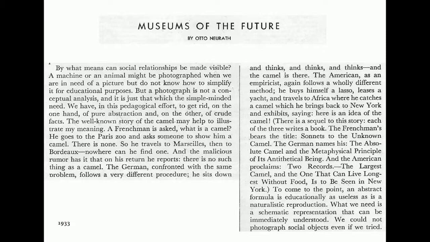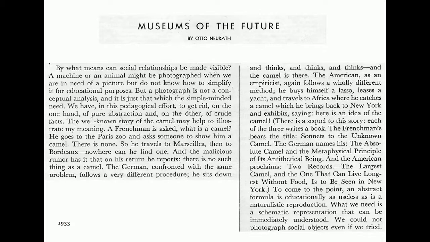The American, as an empiricist, again follows a wholly different method. He buys himself a lasso, leases a yacht, and travels to Africa, where he catches a camel, which he brings back to New York and exhibits, saying, "Here is an idea of the camel." You have to remember, this is 1933, when the first King Kong movie was made, when they did something very similar.